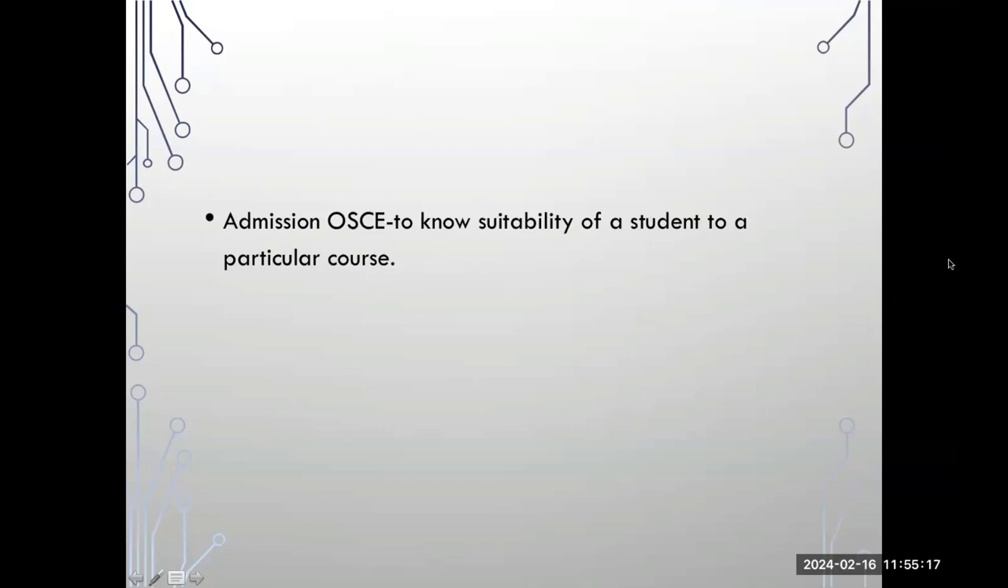Sometimes the students are confused about whether they will be able to pursue this course or not. So what we can do is, there's one term called admission OSCE. Actually, this should be done first as a part of career counseling, I think, because some students opt for a profession and later, after admission, come to realize that they are not meant for it. So at the time of admission, or before the admission examination, they should undergo this admission OSCE, so that they know whether they are suitable for this particular course or not. So this is another term which has been coined.